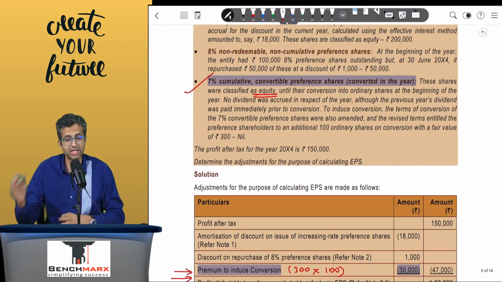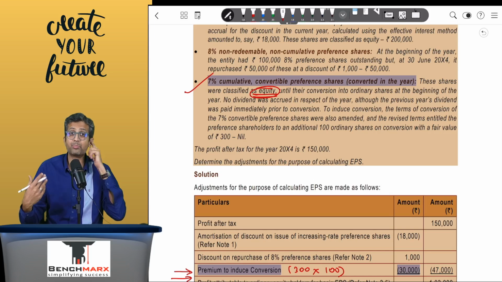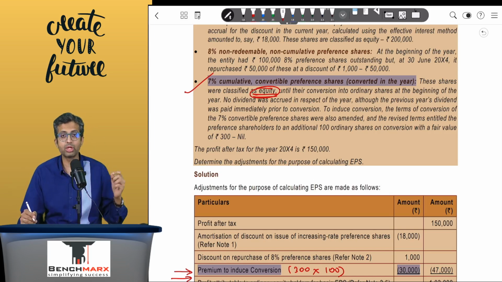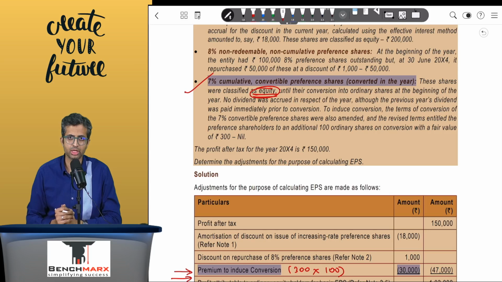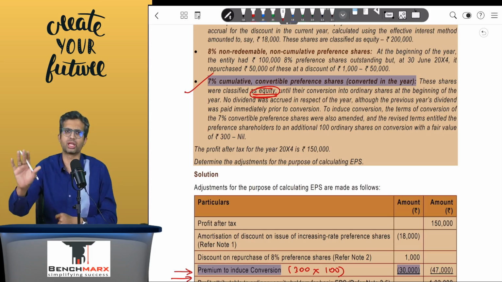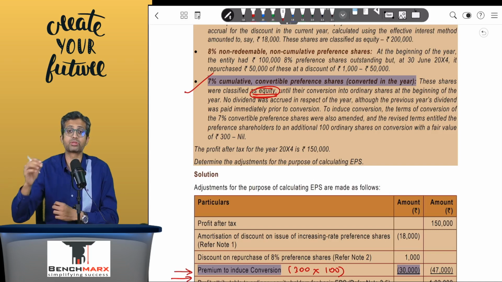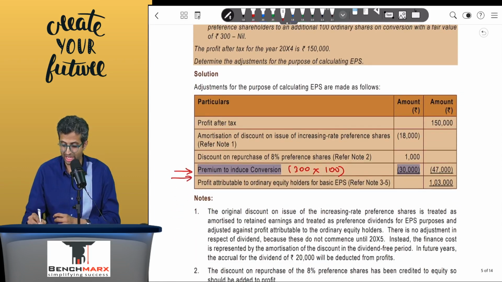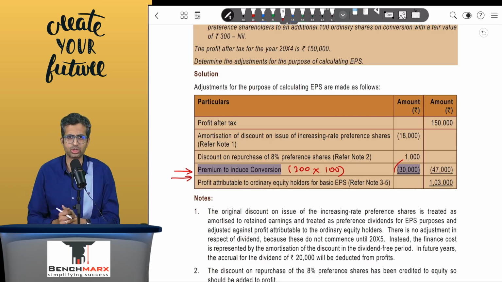However, here they have amended it and made it correct, where in point number 7, if it is cumulative convertible preference shares which are in the nature of equity, and in this case there is a premium paid to induce conversion, so a premium of 100 shares, fair value of 300, that is 30,000 paid, so that the conversion can be induced. Now this is a payment made to preference shareholders which are classified as equity, and hence this payment would have ideally gone into the reserves, and hence for the purpose of net profit calculation for the equity shareholders, for EPS purposes, you need to subtract it separately. So as you can see over here, that same 30,000 has correctly been subtracted in the amended institute material.